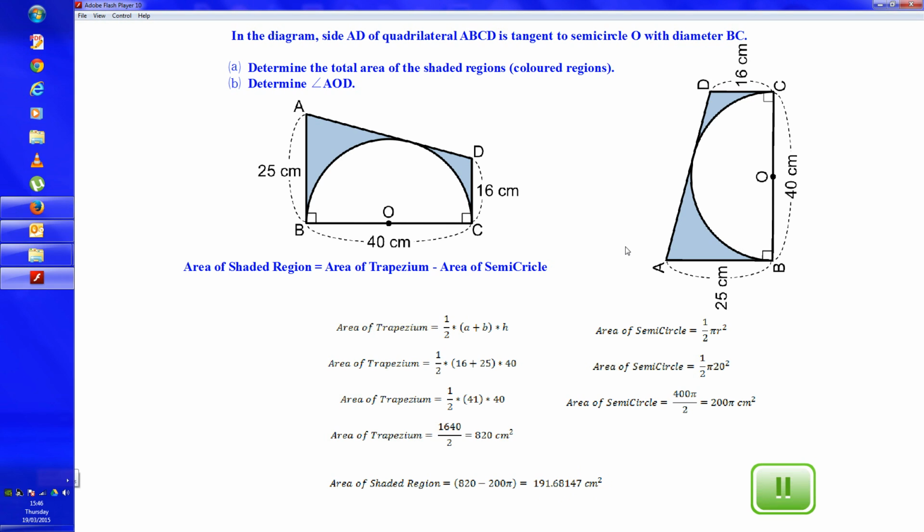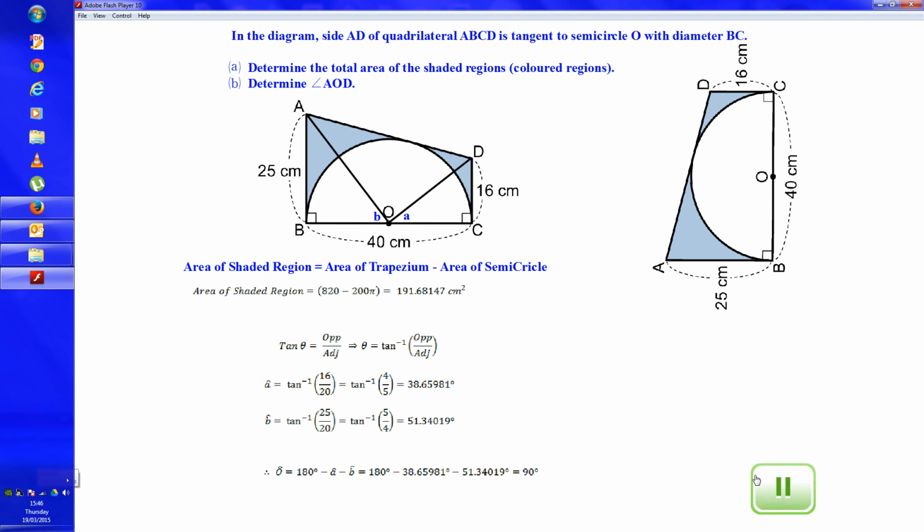In section B, determine angle AOD. Let's move on. What we'll see here, I'm just going to pause that for a second. Determine our angle AOD. I've put in a line from A to the center of the circle O, and another line from there to D. The angle that we're looking for is the angle made by these two lines in between, which is our angle O.